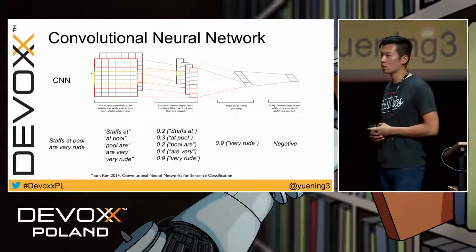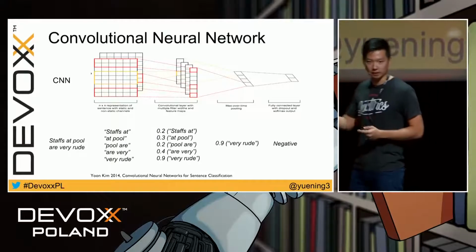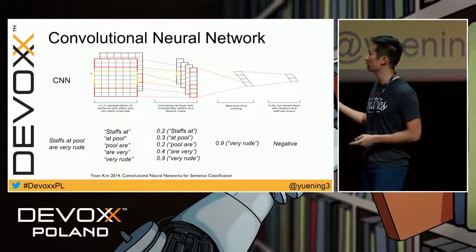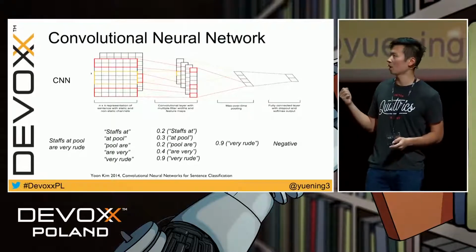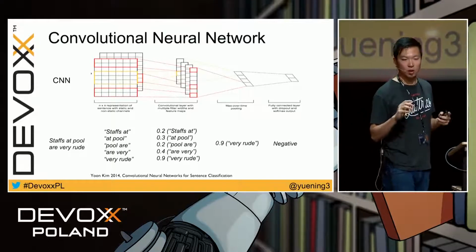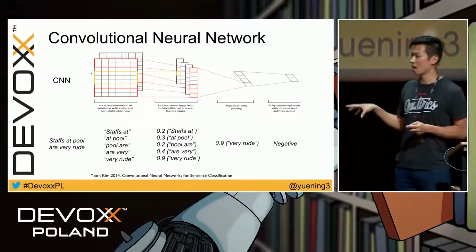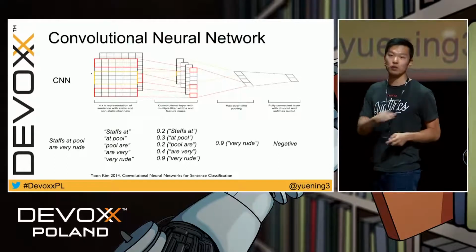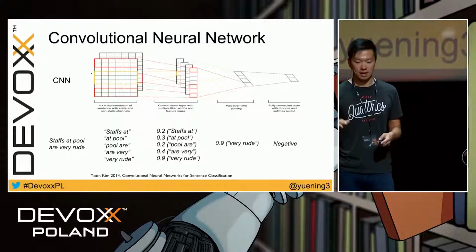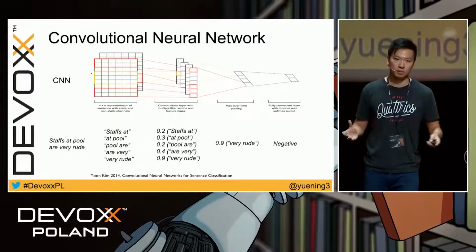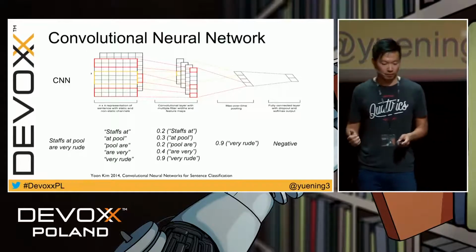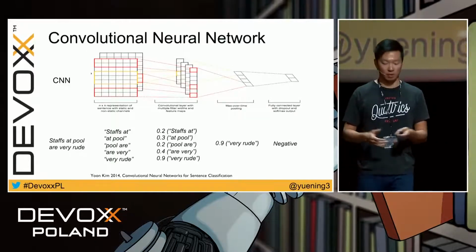So convolutional neural network, in general, is more of a feature selection neural network. And here we have an example: "The staff at pool are very rude." The first step is to take all the bigrams, as you see here, as the features, and iterate through the comments and get all the bigrams as potential features. Some models can also do trigrams or four words or five words, but in this example, let's use bigrams.